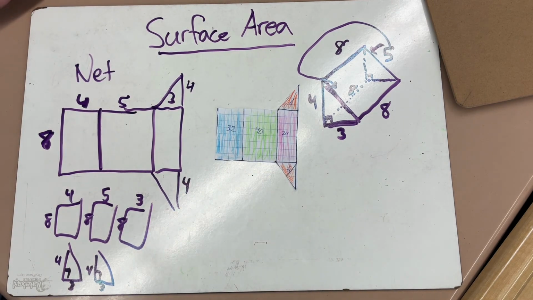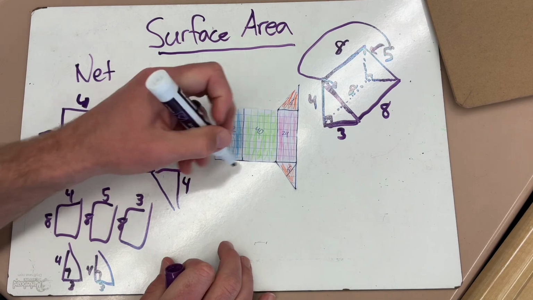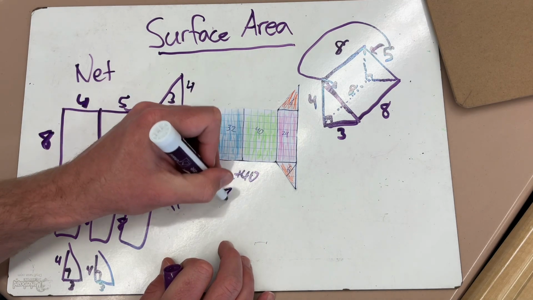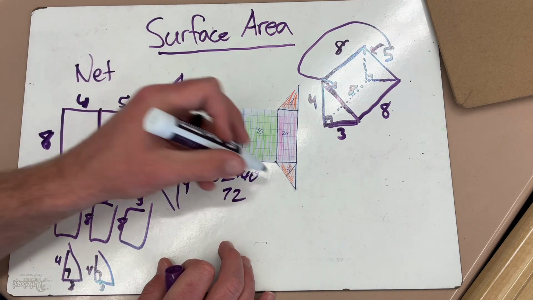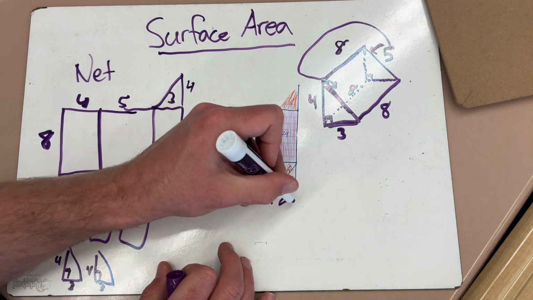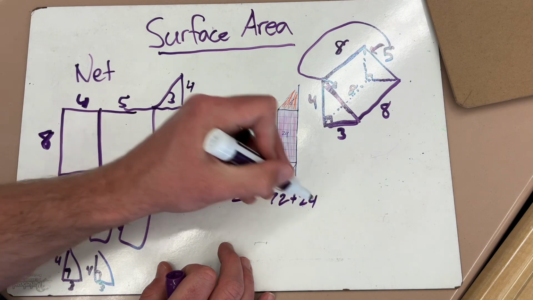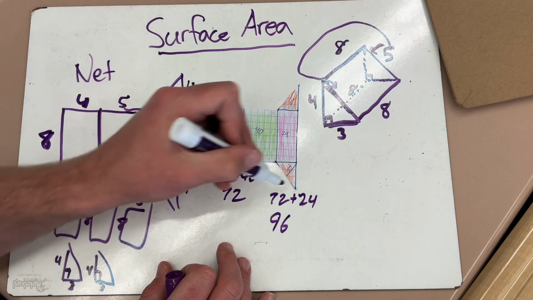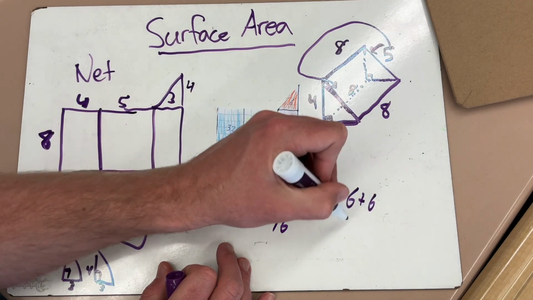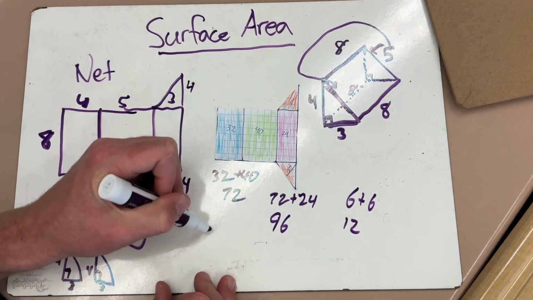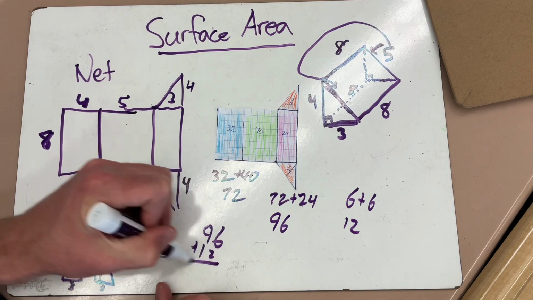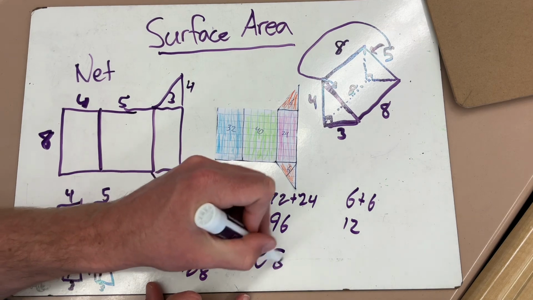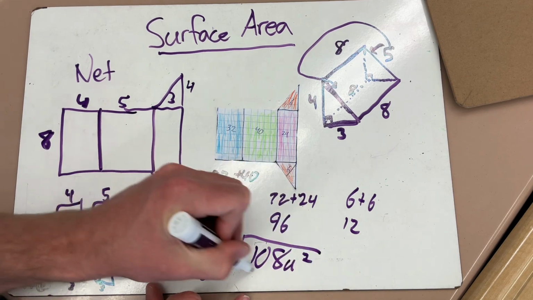Now all I need to do is add them up. So let's go with 32 plus 40. That will give me 72. And then I'll take my 72 and add 24 to that. Let's see here, that's going to be 96. My 2 triangles, 6 plus 6, that's 12. So now I've got to go with 96 plus 12. That's 108. So my final answer here is 108 units squared.